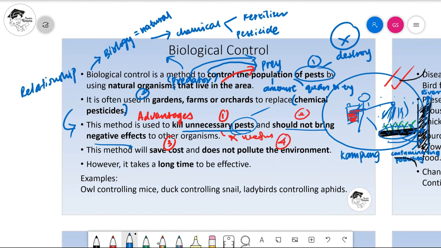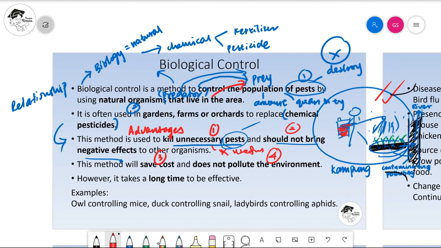But now let's move into advantages. Empat. Satu, kill unnecessary pests. So it can kill. Number two, should not bring negative effects. It won't bring negative effects. Number three, it will save costs. Number four, it will not pollute the environment.